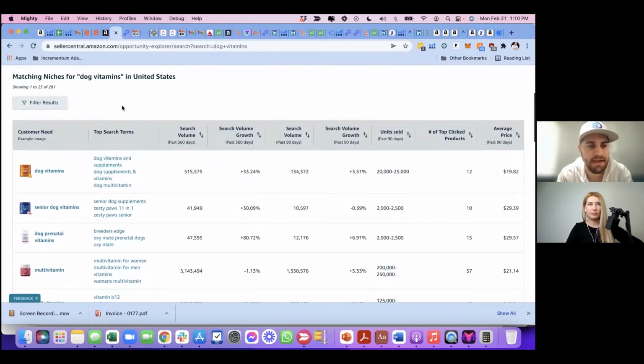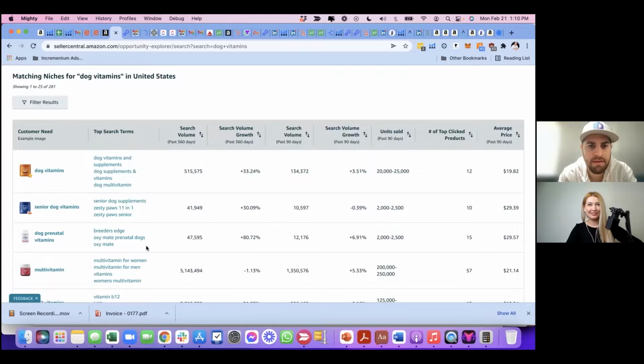So on the left-hand side, I see dog vitamins. I also see the number one player in that market. They show me the image of the number one product in that market. And as I go down, I see dog vitamins, senior dog vitamins, dog prenatal vitamins. I didn't even know dog prenatal vitamins was such a thing. But apparently, and it's not a huge thing.